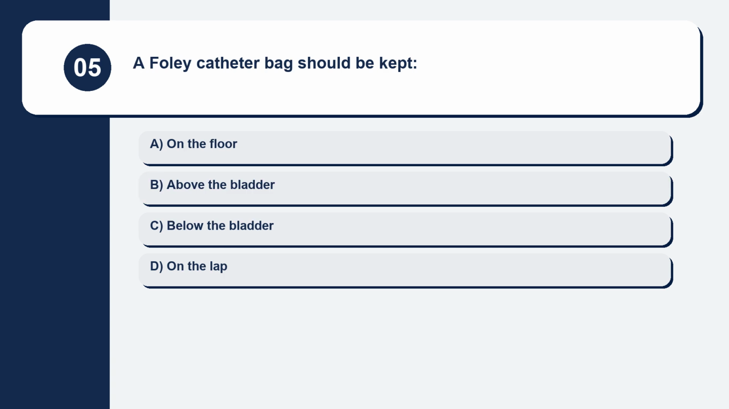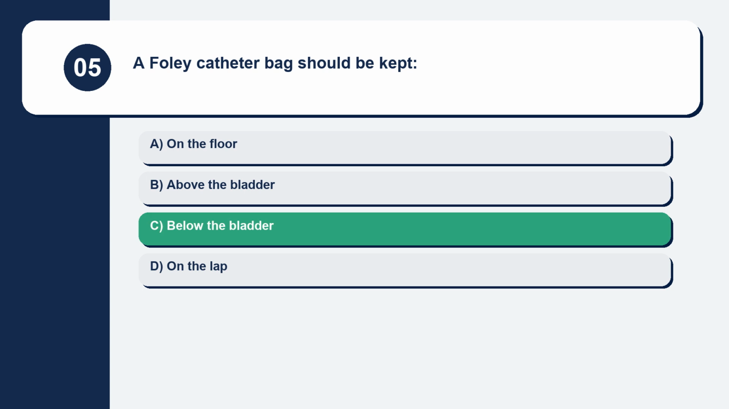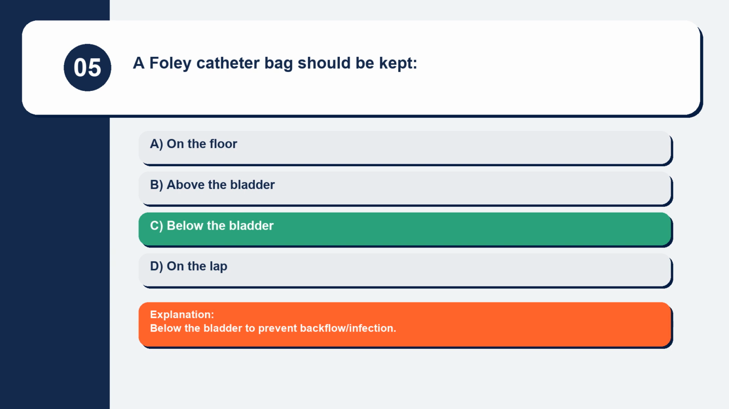Question 5. A Foley catheter bag should be kept on the floor, above the bladder, below the bladder, on the lap. Below the bladder to prevent backflow/infection.